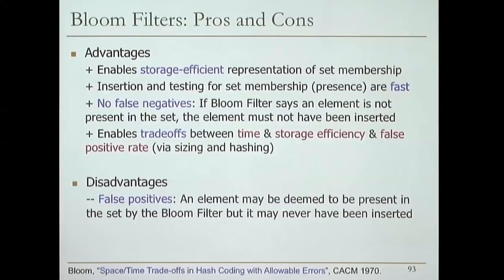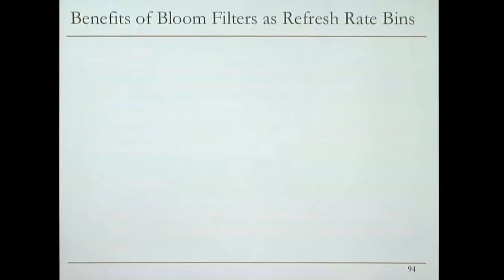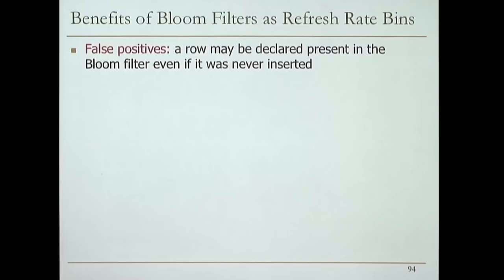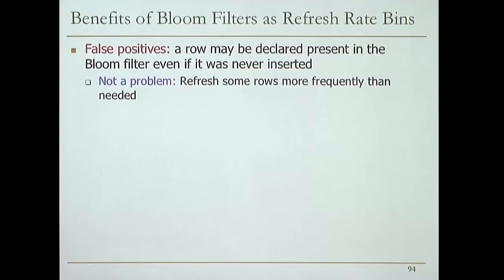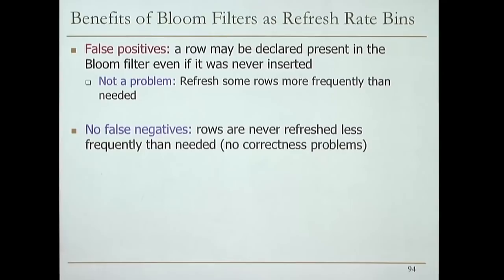The disadvantages are false positives, basically. An element may be deemed to be present in the set by the Bloom filter, but it may never have been inserted. So it's not the right data structure where you cannot tolerate false positives. OK, as with refresh rate bins, false positives are OK. If it's never inserted, it may be declared in the Bloom filter, but then you just refresh it more frequently. You lose some opportunity, basically. Now, if this happens a lot, then this is bad, probably, right? So you need to size it such that this doesn't happen extremely often. No false negatives, oh, that's good. No correctness problems. So it's also scalable.